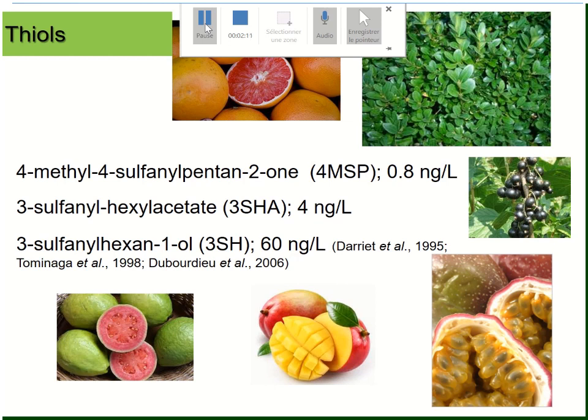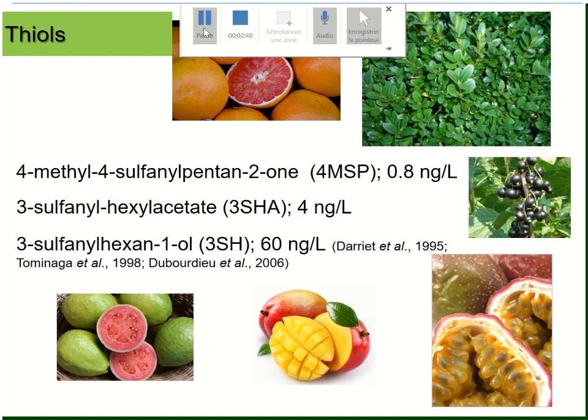Another family of aromatic compounds that we targeted are the thiols, and the thiols are responsible for aromas such as grapefruit or guava or mango, tropical fruits, etc. in wines. For more information on aromas, pyrazine and thiols, please read the literature or look at the lectures you had from my colleagues who are teaching on aromas.